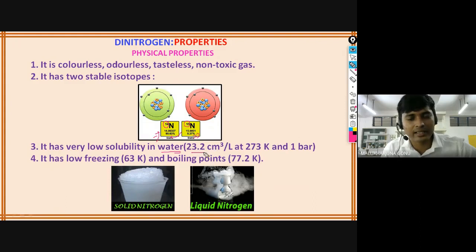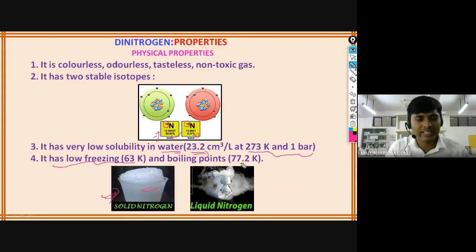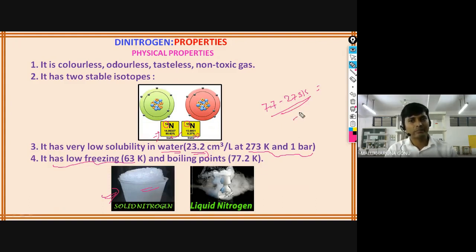If you take per liter, this much amount can be dissolved at standard conditions, which is 273 Kelvin and 1 bar. And it has low freezing point and low boiling points. Usually these are gases, right? So if you want to get this one, 77.2 means that you can calculate 77 minus 273 Kelvin. How much in degrees can you calculate? Okay, that may be around minus 190 something.